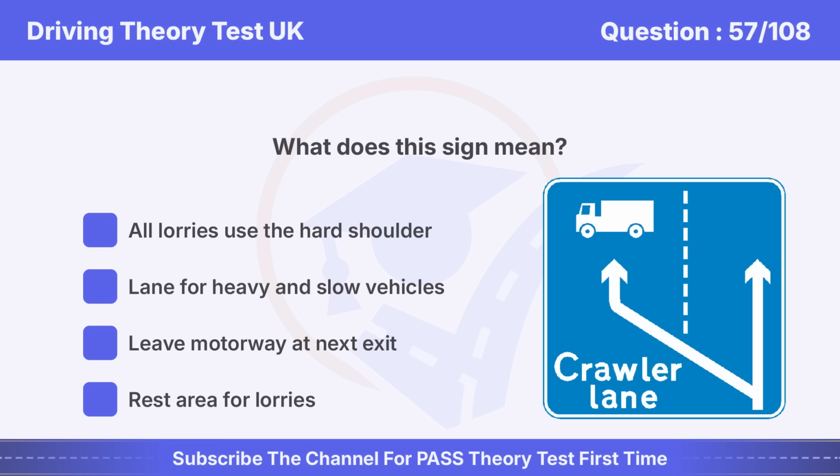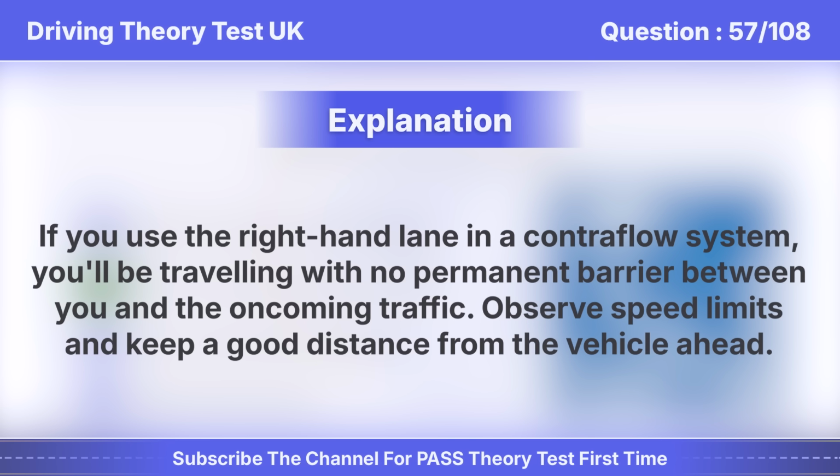Question 57. What does this sign mean? Answer is B. Lane for heavy and slow vehicles. If you use the right-hand lane in a contraflow system, you'll be traveling with no permanent barrier between you and the oncoming traffic. Observe speed limits and keep a good distance from the vehicle ahead.